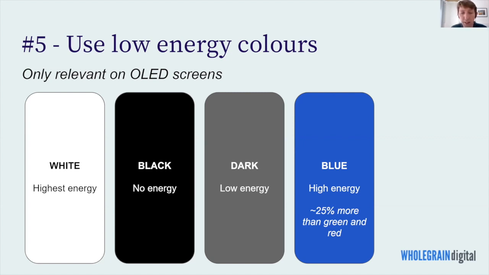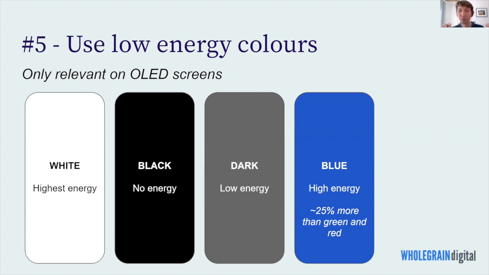And the reason that it has a big impact is that the old screens, the old LCD screens, basically had one big light behind them that lit up the whole screen, and then the pixels would just change color in front of that big light. So the colors didn't really impact the energy consumption. OLED is very different in the sense that it's basically millions of tiny lights that light up individually.